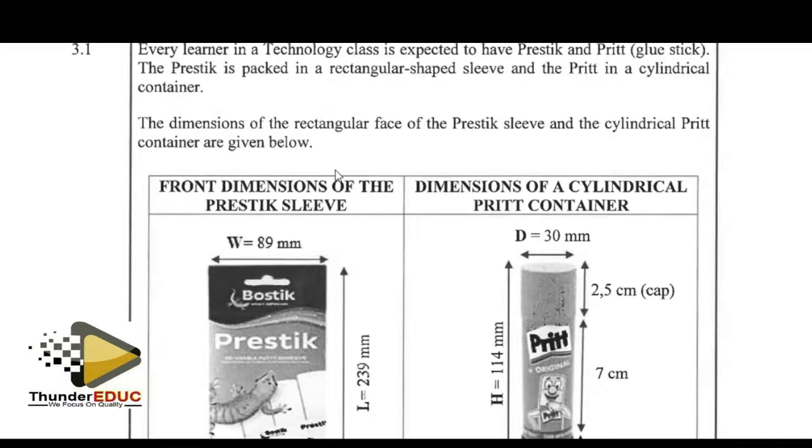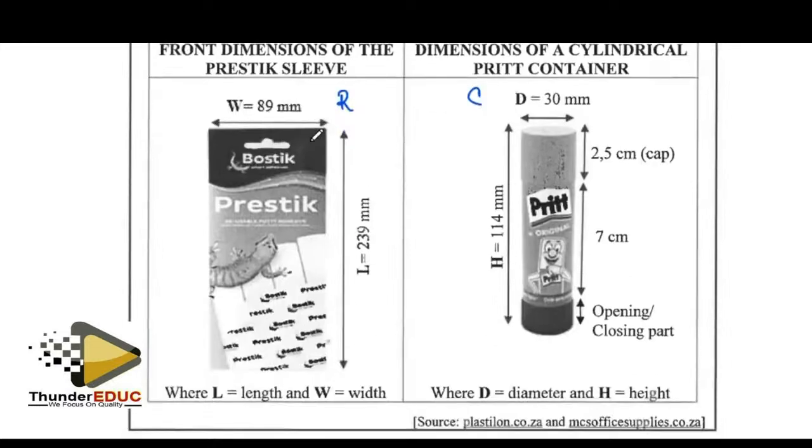So here we go. Rectangular shape. Here we are looking at it. So we have 2 shapes here: 1, rectangular, 2, cylindrical. All right. The dimensions of the rectangular face of the pretty sleeve and the cylindrical pretty containers are given below. All right, pritt stick and pretty glue stick together. This is called a glue stick. The people call it pretty. All right, and we go on.